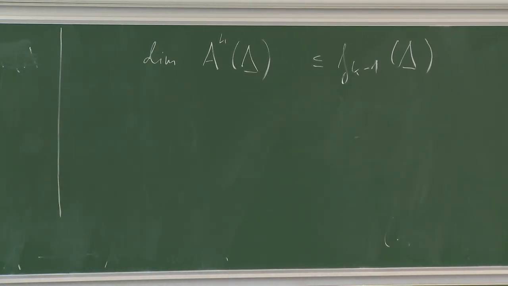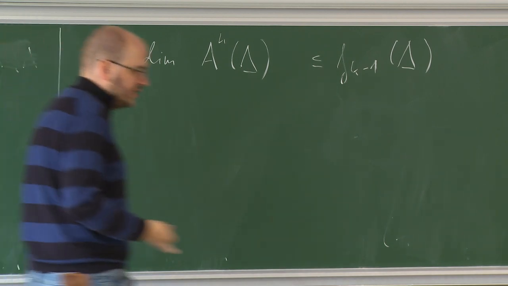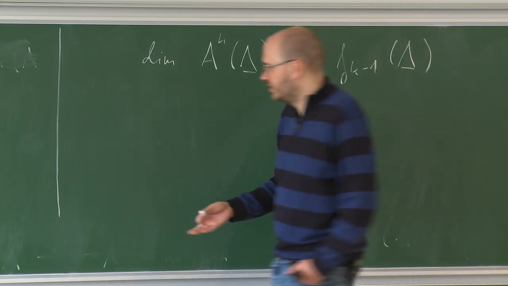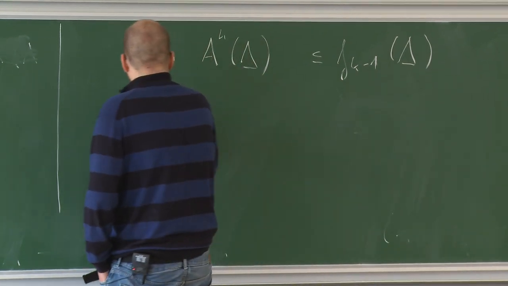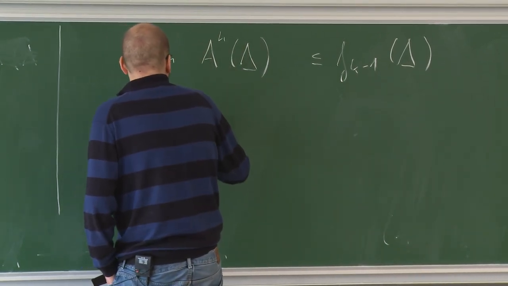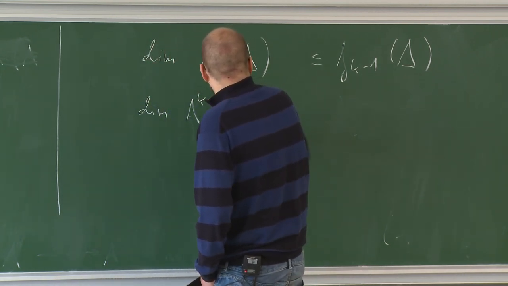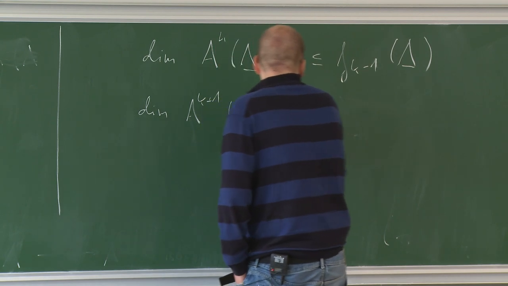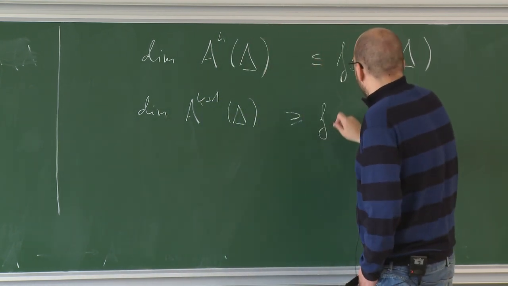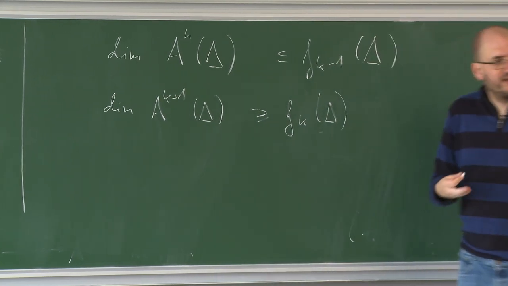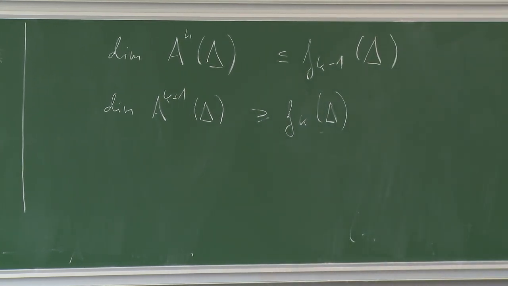And if I estimate something from above using the number of generators, I can do a similar thing for an estimate from below. I can just take the generators and then estimate the number of relations. So let me do this in a specific dimension: the dimension of degree k plus 1 of A delta. I write down the number of generators, the cardinality k faces of delta, and then I have to think a little about the number of relations that come in.